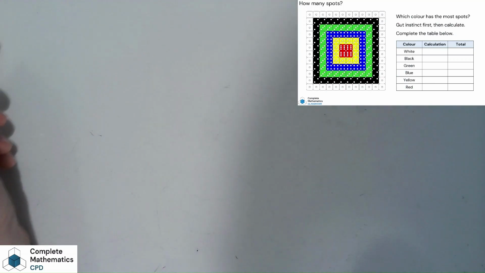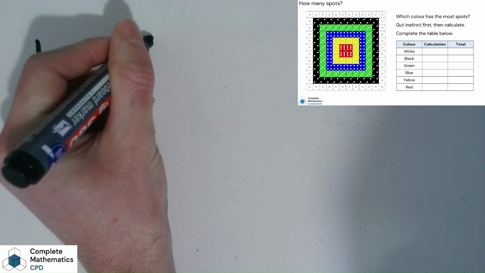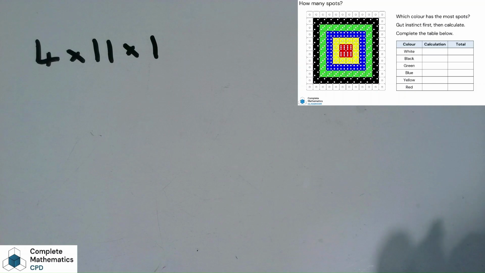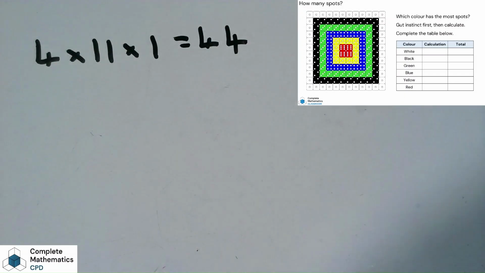So let's write that down. So we've got 4 lots of 11. And each of those dice are worth 1, because they've got 1 spot on them. So that's a calculation for working out how many spots are on the white dice, which is obviously 44. And if you want to, they can actually check this by going down and counting them individually. Now, what about the 2 dice, moving on to the black dice then?